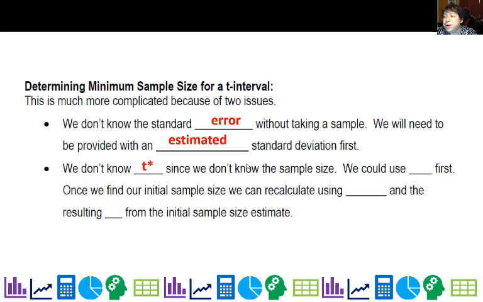Now, we don't know the critical value. Since we don't know the sample size, we have to find degrees of freedom. So first we're going to use the plain old normal distribution. And what you can do, especially if it's a small sample size, is recalculate using the t value from the resulting sample size that we get. So I'll show you that on this next example.